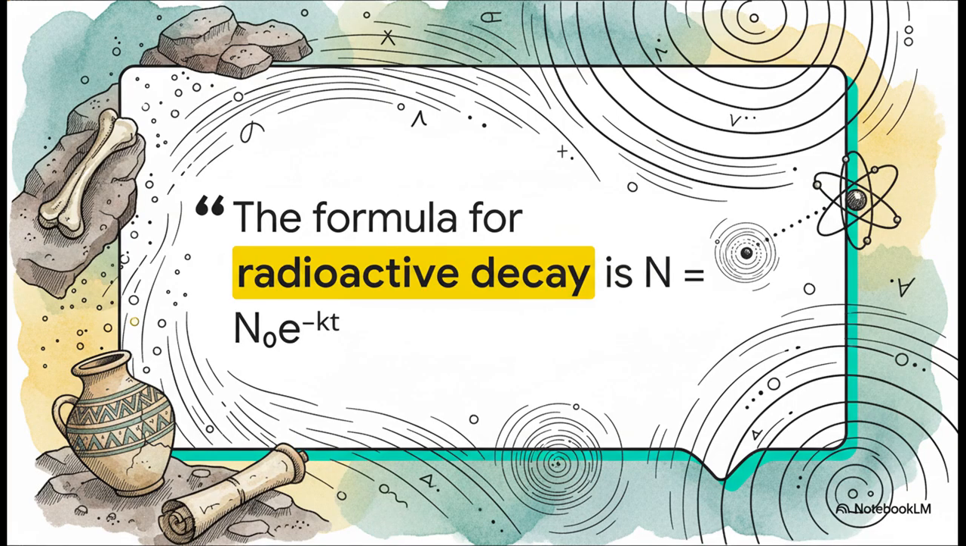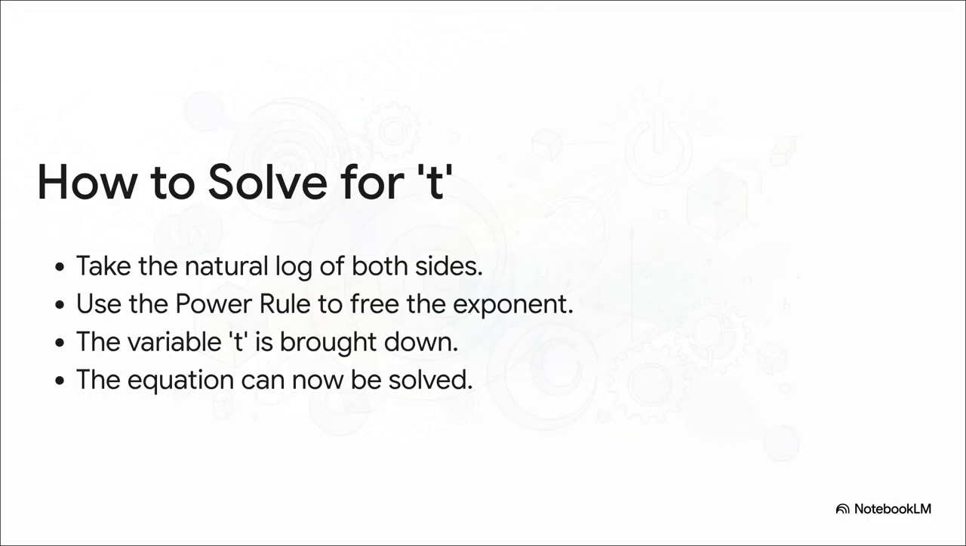And would you look at that? See our little friend t for time? Yep, it's trapped way up there in the exponent. So how do they free it? It's actually amazing. They just take the natural logarithm of both sides. That single move allows them to unleash the power rule, which lets them grab that whole exponent, including our variable t, and bring it down to the main level. And just like that, the variable is free, and they can solve the equation for the age of the fossil. It's incredible, and it would be totally impossible without the power rule.